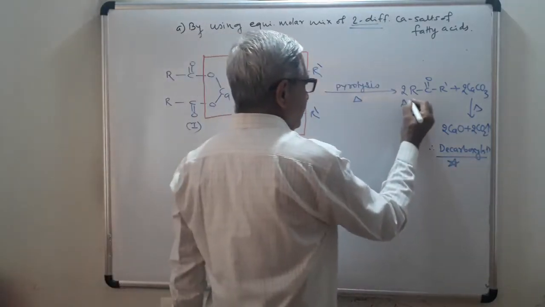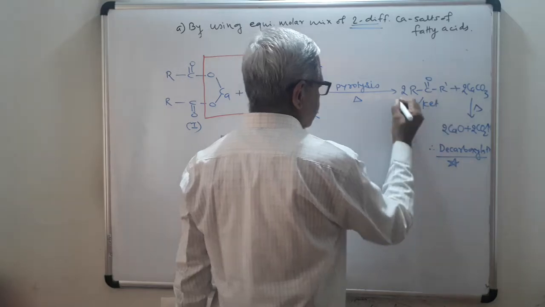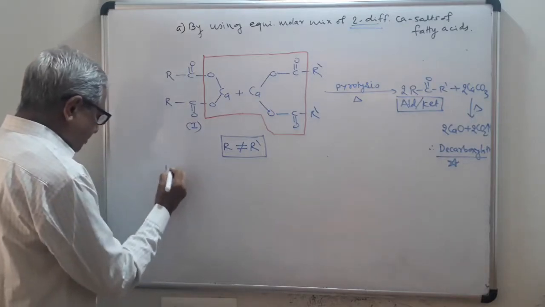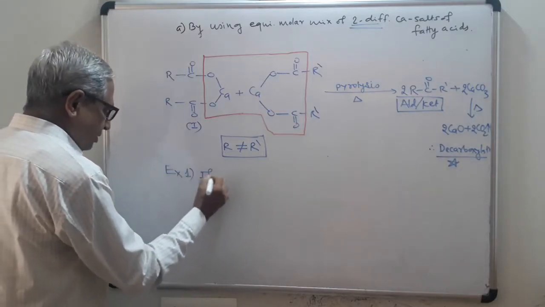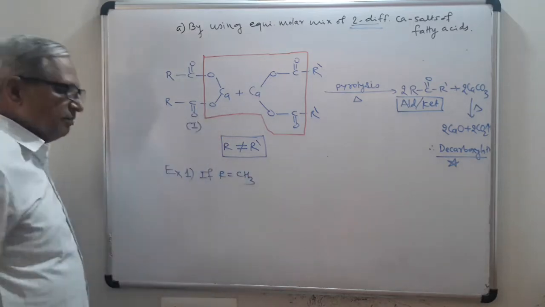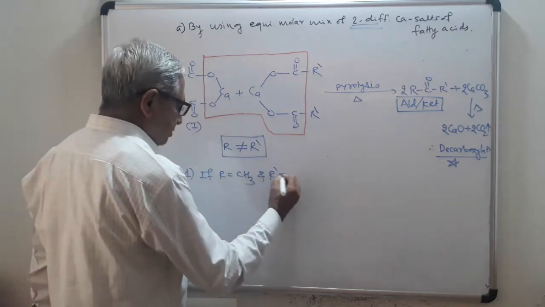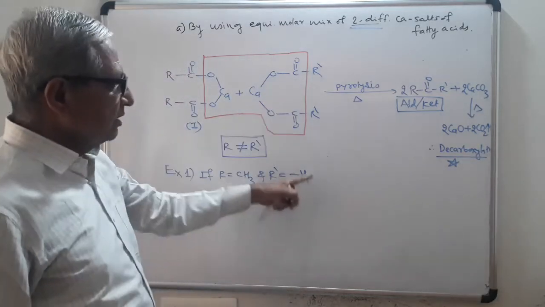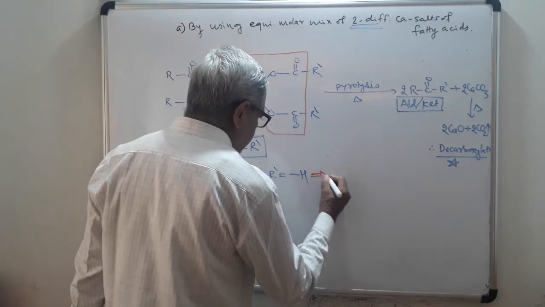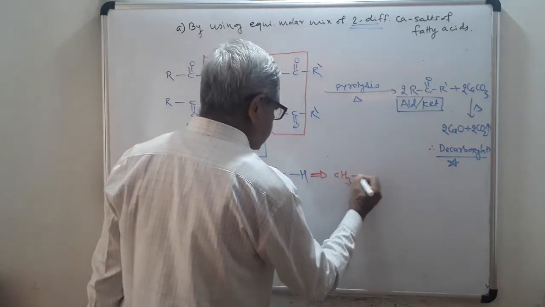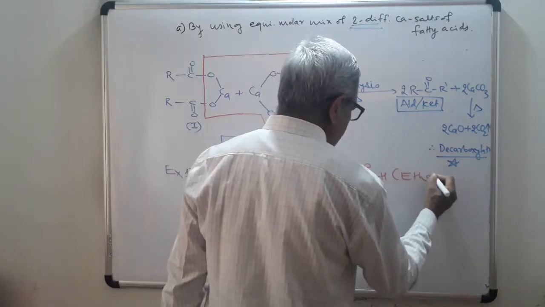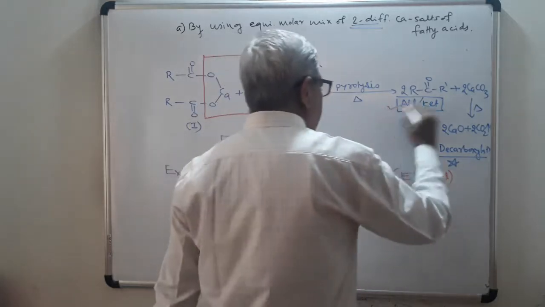Now this may be aldehyde or this may be ketone. It may be aldehyde or it may be ketone. So see the example number 1. If R is equal to CH3, so this becomes calcium acetate, and R dash is equal to hydrogen, that will become calcium formate. So in this reaction you will get the molecule CH3 C double bond OH, that is ethanal, which is also known as acetaldehyde. So we can prepare here aldehyde.